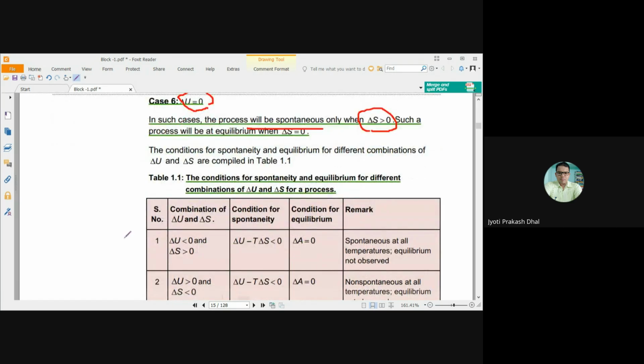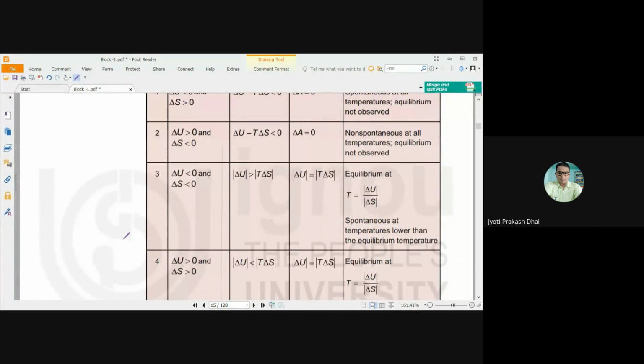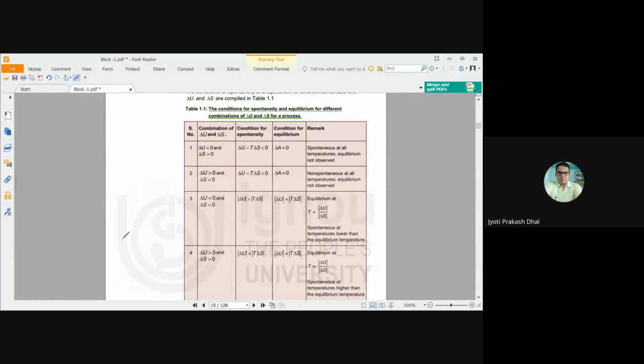Whatever we have discussed in the 6 cases, all 6 conditions are summarized here. You can see the conditions of spontaneity and equilibrium for different combinations of del U and del S. The first one is serial number 1. If del U is less than 0 and del S is greater than 0, the process will be spontaneous at all temperatures. Equilibrium will not be observed. And if del U is greater than 0 and del S is less than 0, the process will be non-spontaneous at all temperatures. Equilibrium will not be observed.